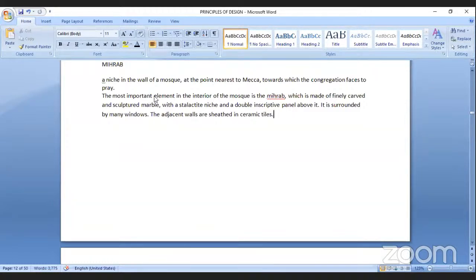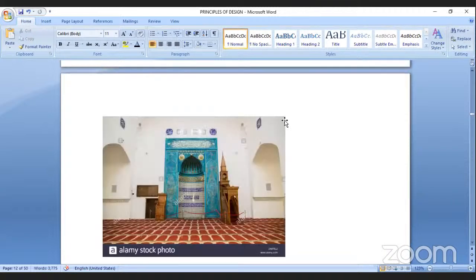So, the most important element in the interior of the mosque is the mihrab. Why? Because that is where they face and pray, which is the main point of a mosque. It is made of finely carved and sculptured marble with a stalactite niche and a double inscriptive panel above it. It is surrounded by many windows. The adjacent walls are sheathed in ceramic tiles. This is for the Blue Mosque.